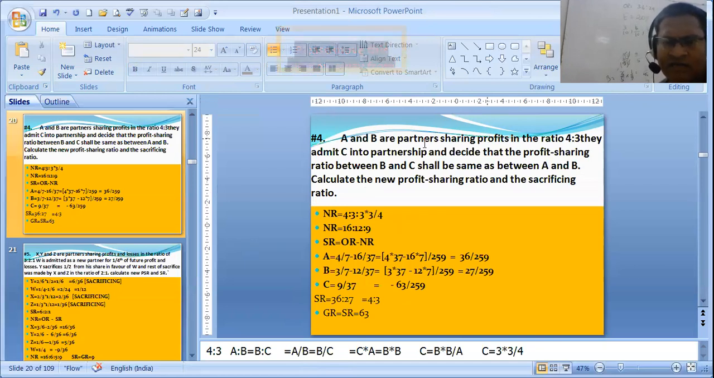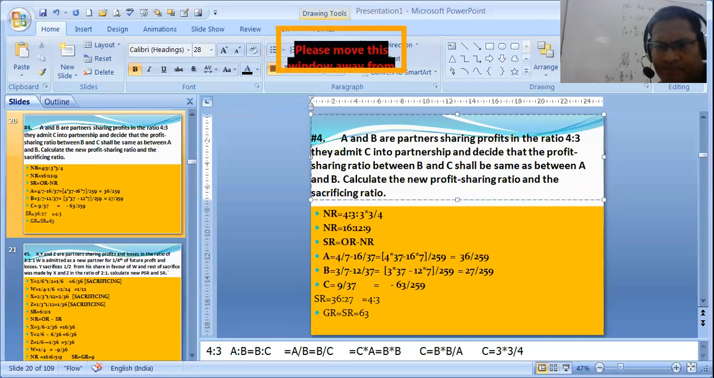Now yet another sum. A and B are partners sharing profits in the ratio 4 is to 3. They admitted C into the partnership.